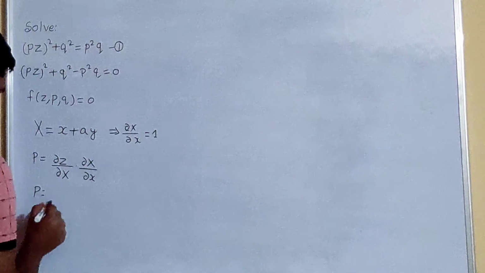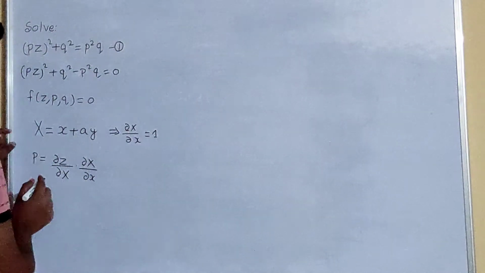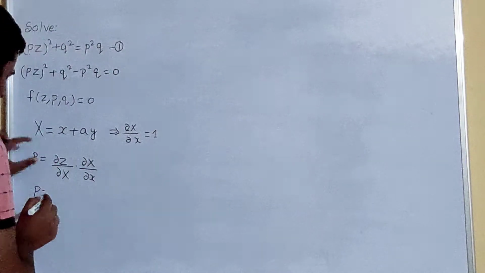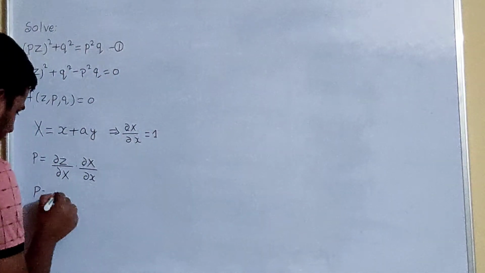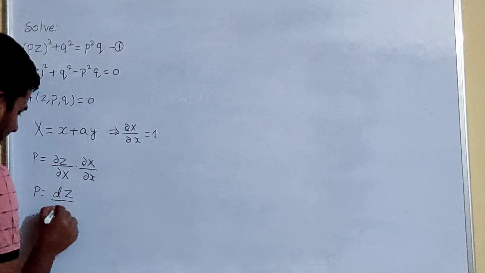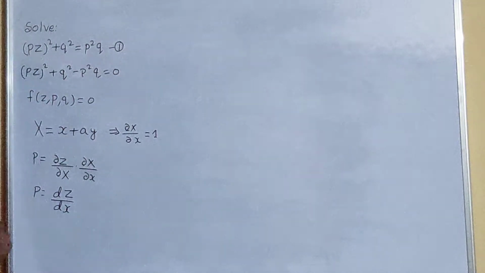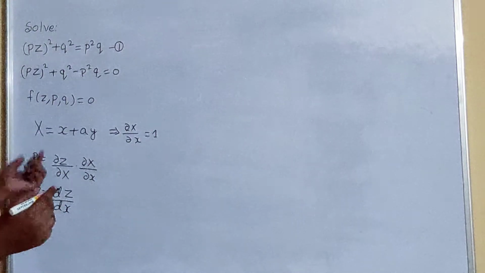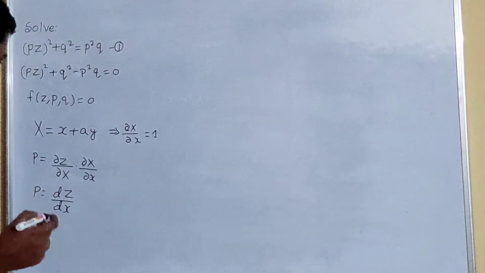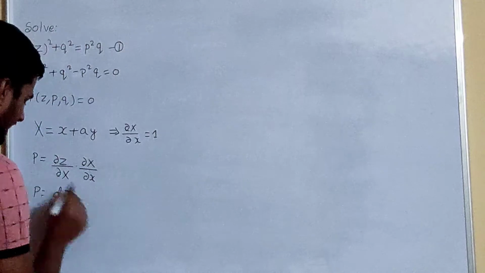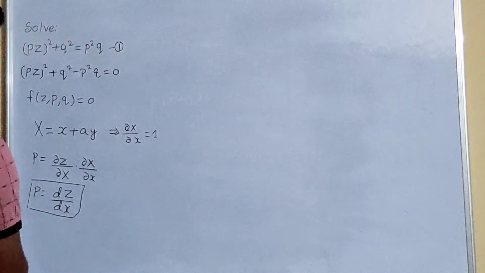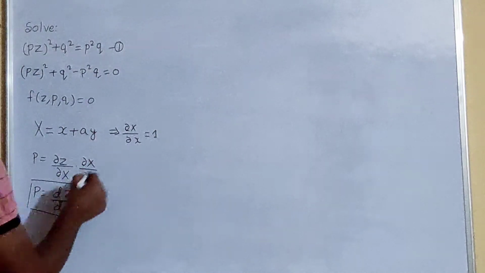So p equals, because z is only a function of capital X now, I can write this as dz by dX, like an ODE. Because z is a function of just one variable capital X, so dz by dX, and this came out to be 1. So I got the value of p. Similarly, I can get the value of q.